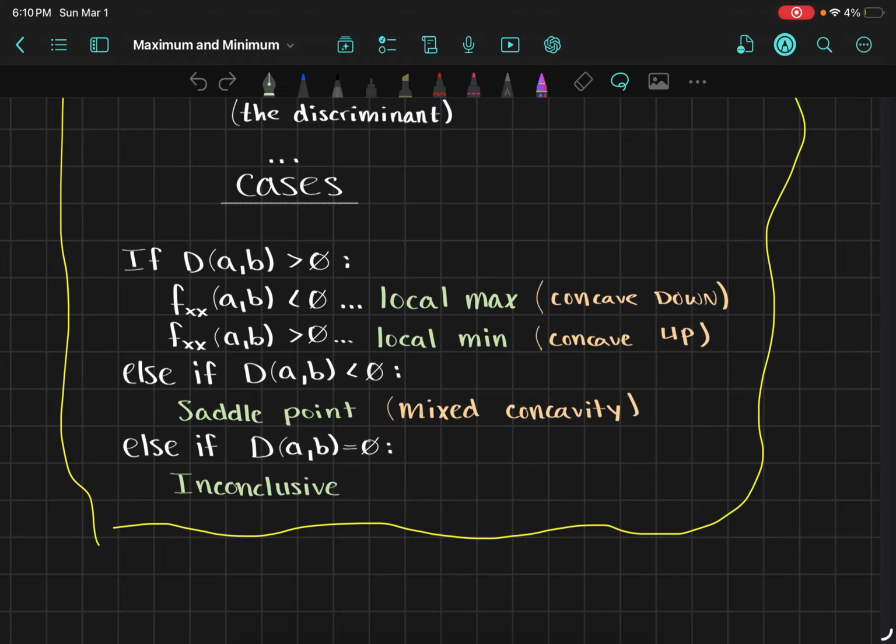The sign of the discriminant is really going to tell us everything that we are going to need to know in most cases. Obviously, we're going to have to check our second partials, but that won't be too big of a problem here.